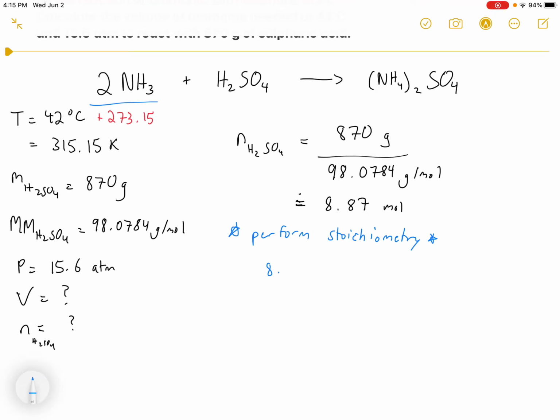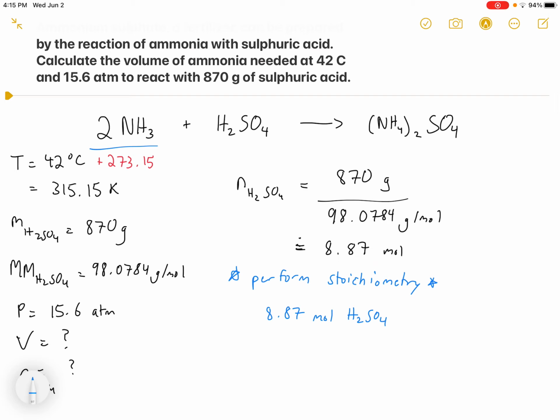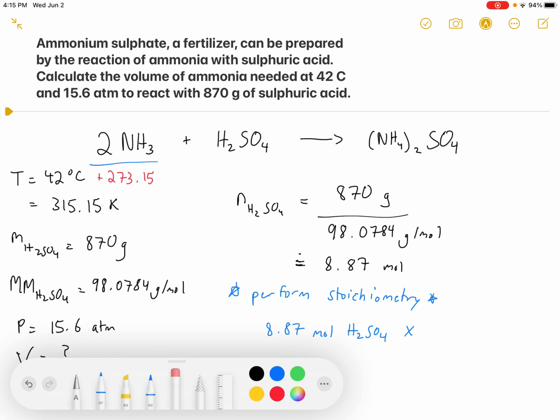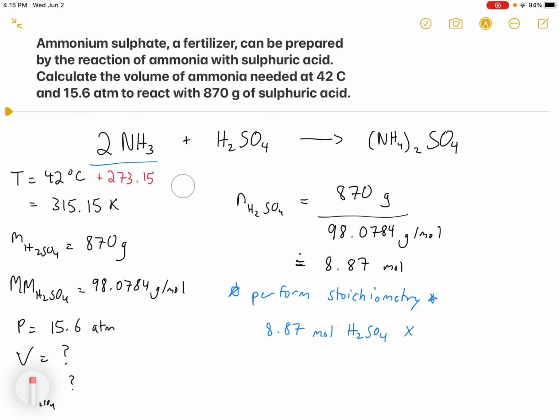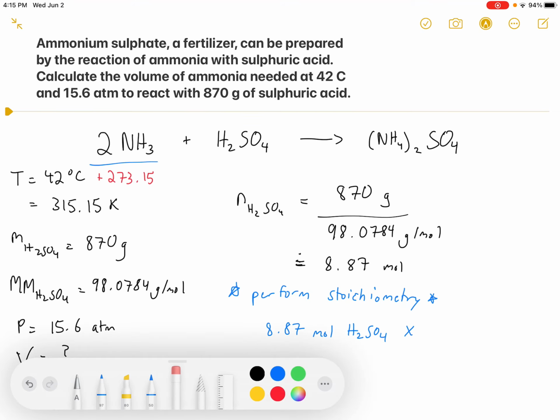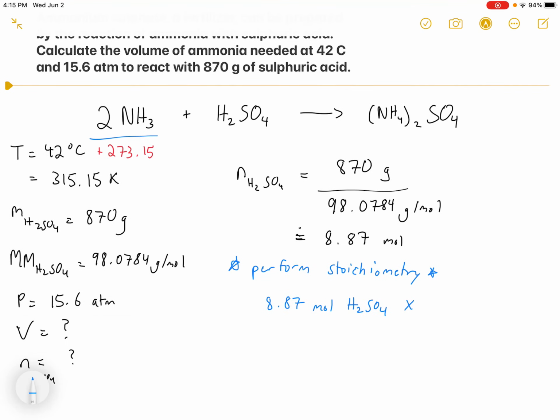So if we have 8.87 moles of H2SO4 to use in the reaction, and we want to know how much ammonia is going to be needed, then we'll set up our multiplier. We know the balanced equation, what that tells us, once again, is that for every 1 molecule of sulfuric acid, you'll need 2 of the ammonia to react completely. So that just means there's 2 moles of ammonia in the reaction per every 1 mole of sulfuric acid.